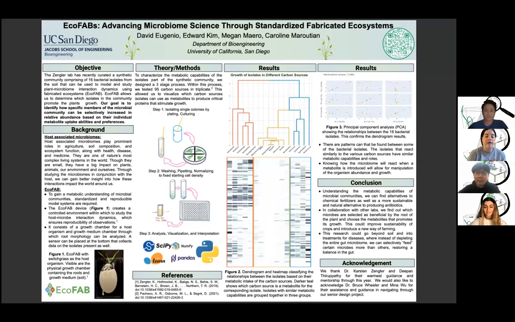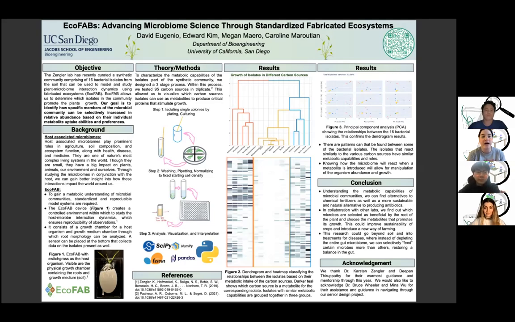Microbes are everywhere, and they play a prominent role in agriculture, soil composition, ecosystem function, as well as health, disease, and medicine. They are one of the most complex living organisms in the world. If I were to take soil from my backyard and Caroline were to take soil from her backyard, we would have two completely different microbiomes.